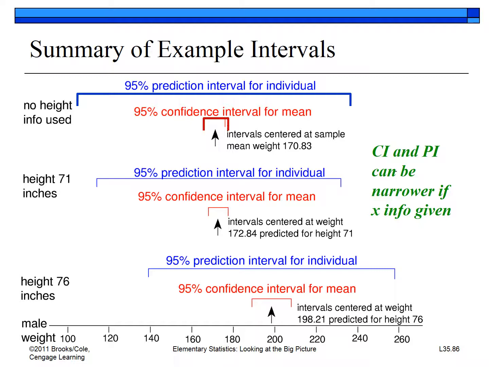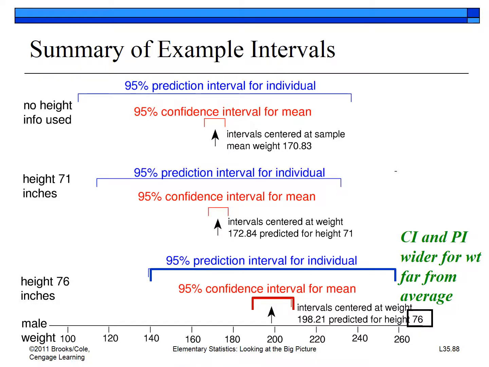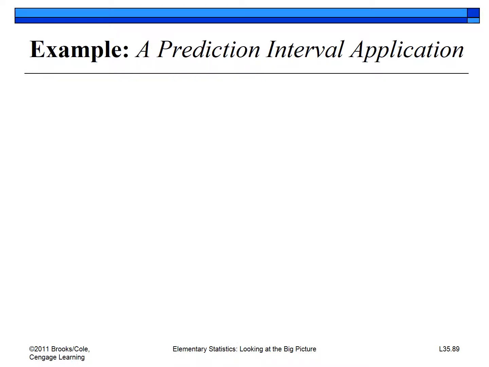If we use height information, both the confidence interval and the prediction interval will get narrower. Also, if we use height information, the center of the intervals will change. As we move far away from the mean, the farther we are from the mean, the wider the prediction and confidence intervals are. The confidence interval in particular is affected by this change.